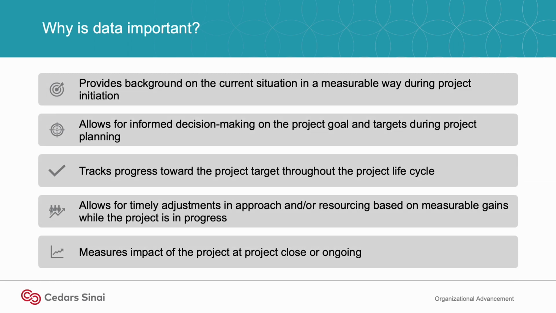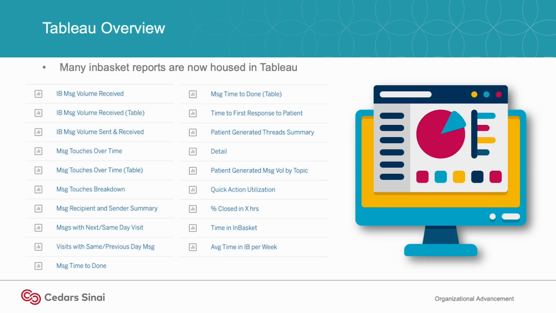The purpose of using data in your project is to provide background on the current state, make informed decisions on the project goals and targets, track progress towards the project target, determine what changes or adjustments need to be made, and measure the impact of the project. So now that you understand the purpose of data, let's go over where you can find additional data sources you can use for your in-depth data analysis.